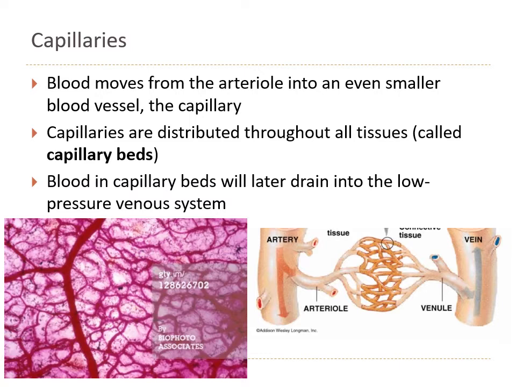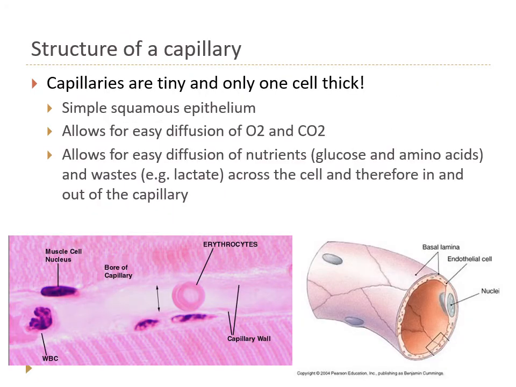So blood is going to move from the arteries into the arterioles, then into the capillaries, and then on the other side, it's going to go into the veins. So let's take a closer look at what's happening in the capillaries. The capillaries themselves are tiny. We can see here in this diagram that they are only one cell layer thick, right? It's that simple squamous epithelium. And that's good because we need easy diffusion of things from the inside of the bloodstream out into the tissues and from the tissues into the inside of the bloodstream, right?